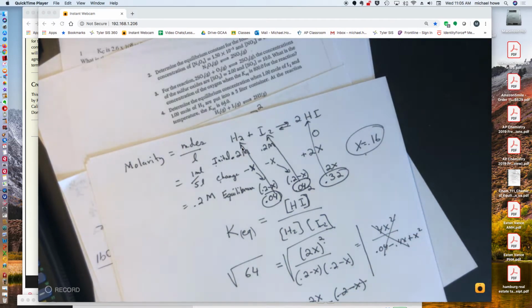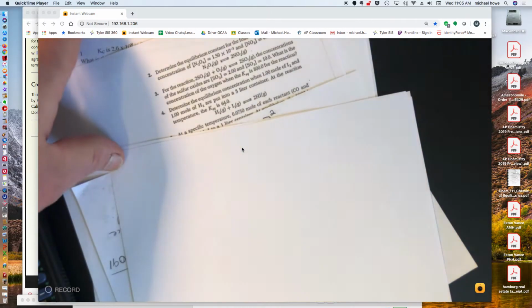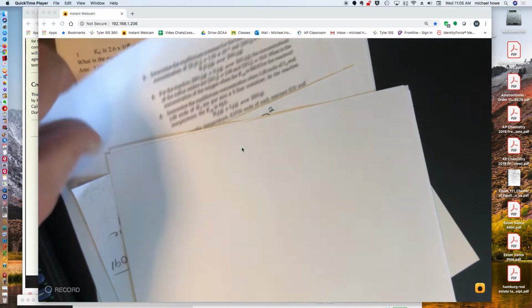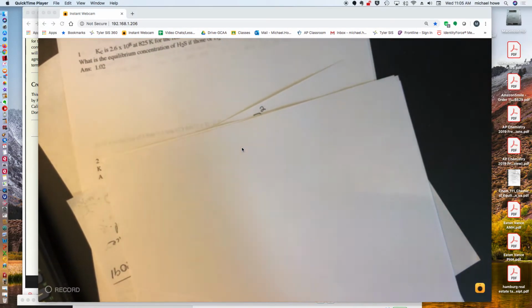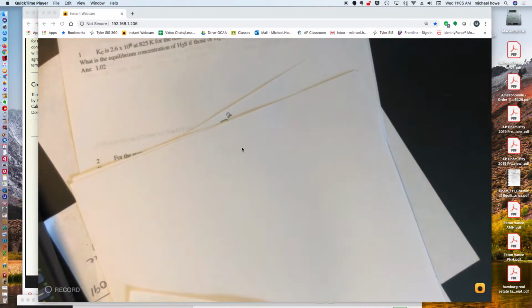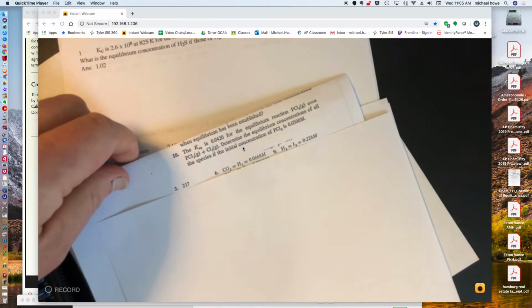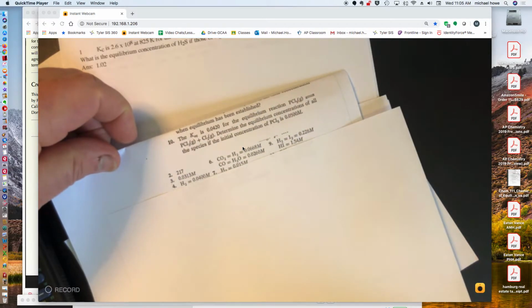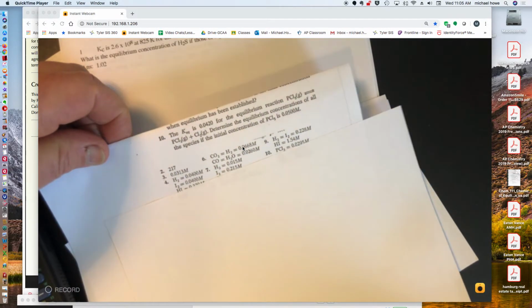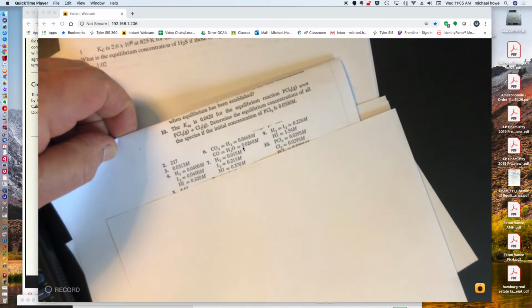All right, one more example. I'm going to do one that does require the quadratic equation. I didn't go back and show you the answers. That was number 4. There's your answers. Okay.